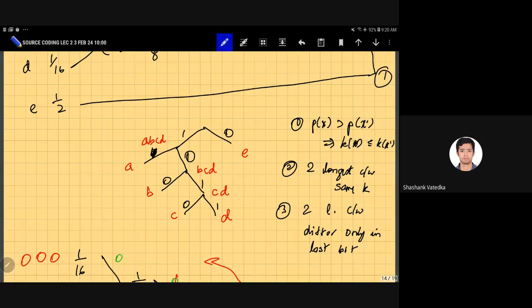But can you show that in general the Huffman code is canonical? Can you argue that the Huffman code is always canonical for any distribution? So let us look at them step by step. It's a prefix-free code. Do Huffman codes satisfy property 1?